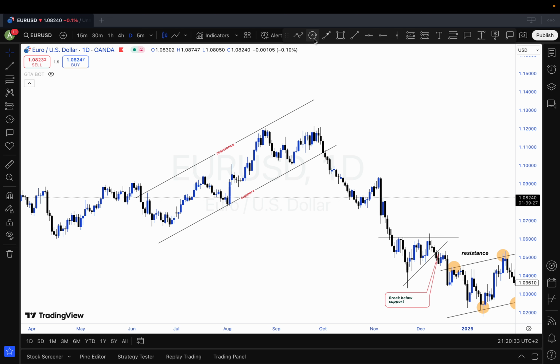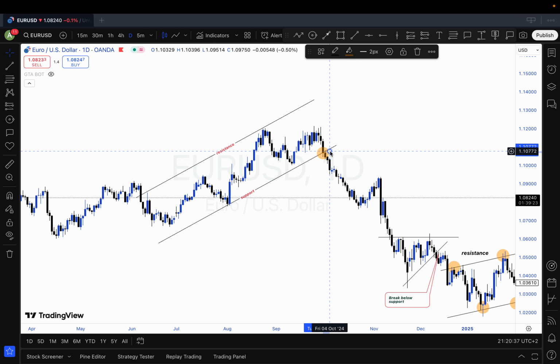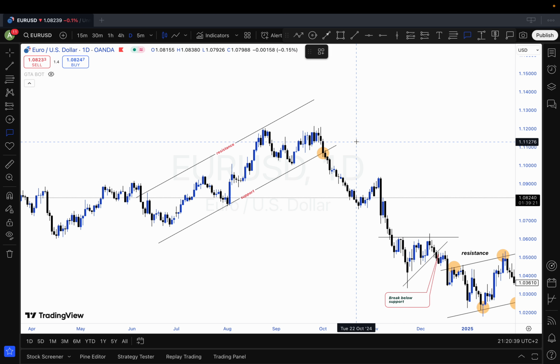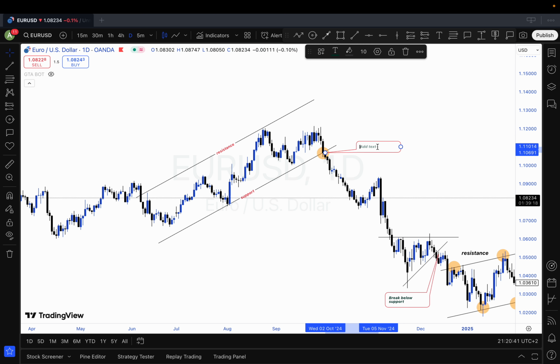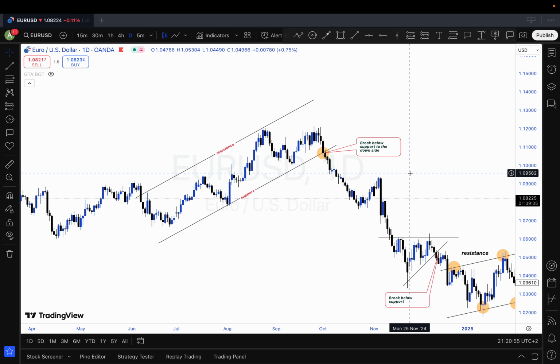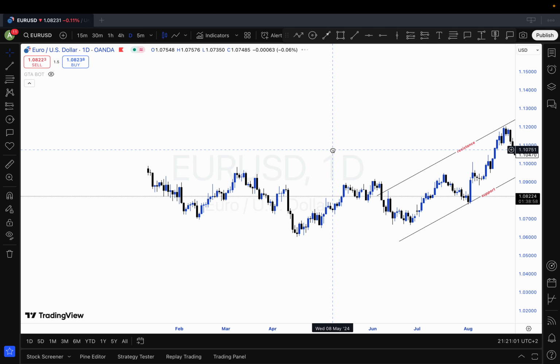At some point, what happened? We have these breakouts, break below support, break below support. Break below the support, break below support to the downside. All right. Okay, so let's check something else as well.